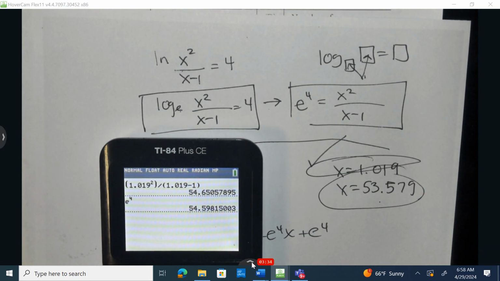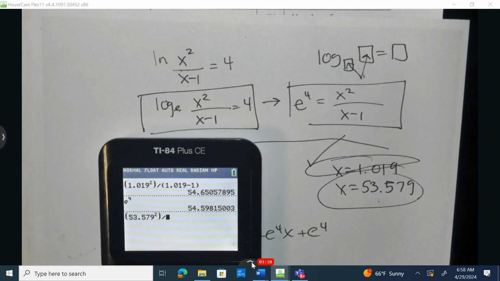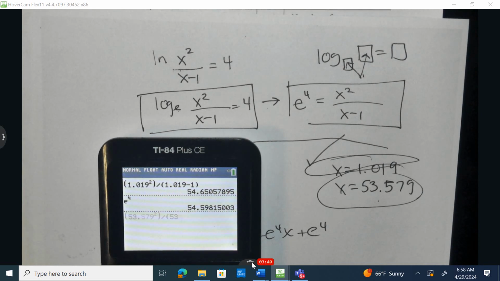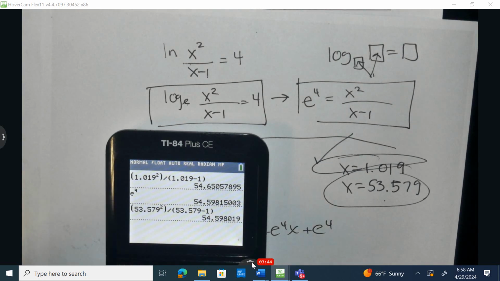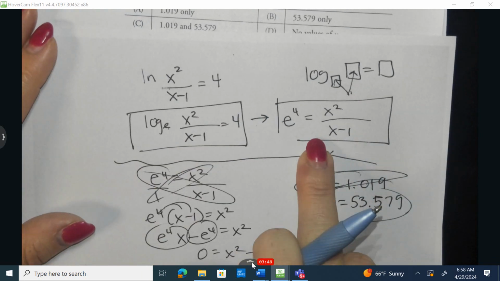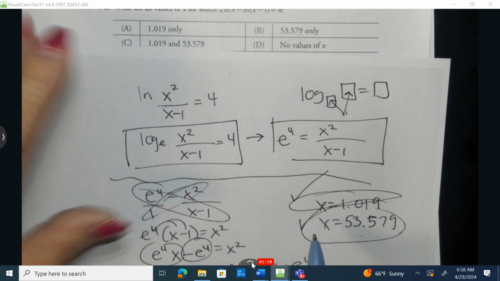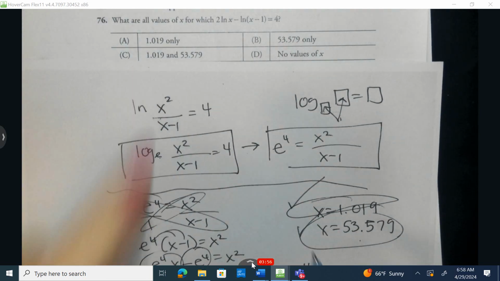So I'm going to take 53.579 and square it, and I'm going to divide it by 53.579 minus 1. Does it equal e to the 4th? It sure does. And without doing all that work, and simply condensing it and writing it in exponential form, I can just test the solutions. And I tested both the 53 and the 1.019. They both work. C is the correct answer.